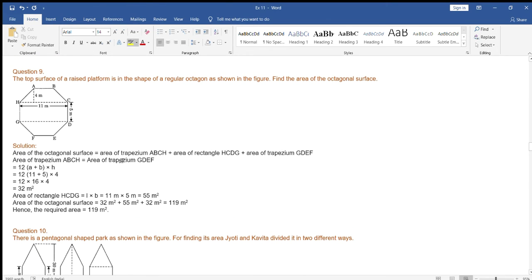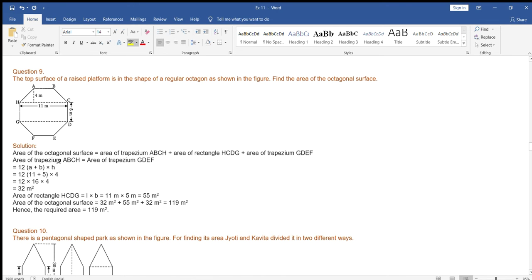Question number 9. Just have a look at what is given to us in question number 9. The top surface of a raised platform is in the shape of a rectangular octagon as shown in the figure. Find the area of the octagonal surface. So just have a look at the figure.